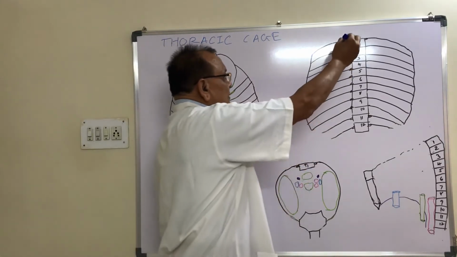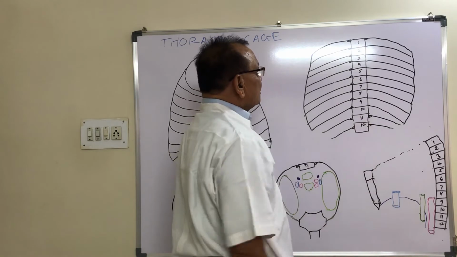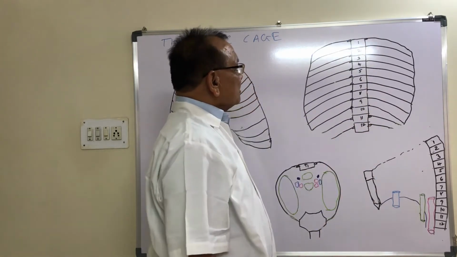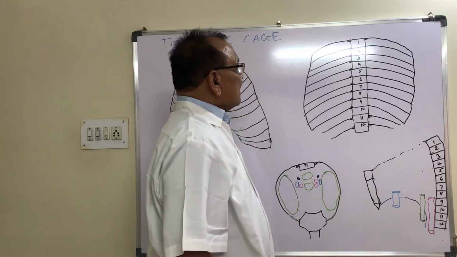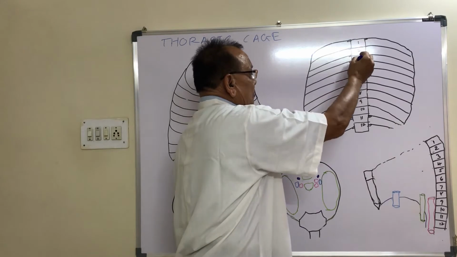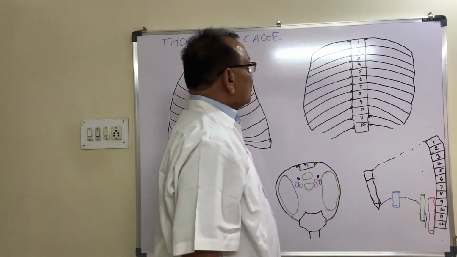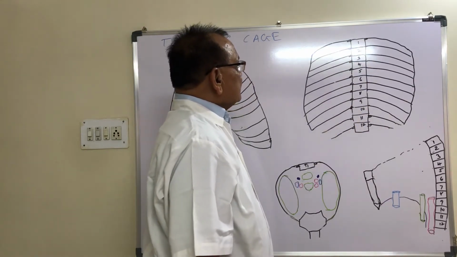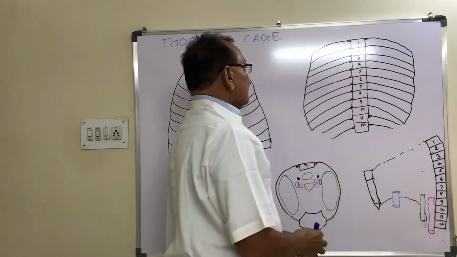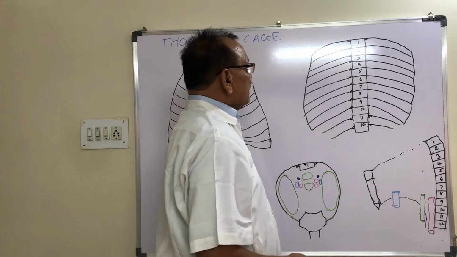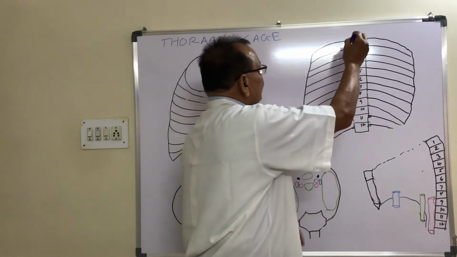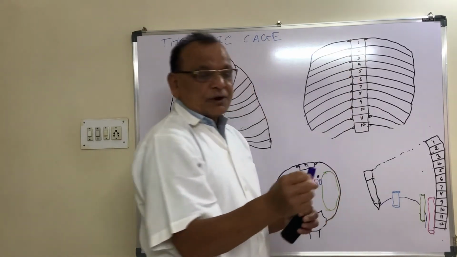Now, in the posterior view, the midline bones are the 12 thoracic vertebrae. Actually, all the thoracic vertebrae are known according to number: first thoracic vertebra, second, third, fourth, and so on up to the 12th. Here in the figure, these are the bodies of the thoracic vertebrae. Suppose this is the body of a vertebra.